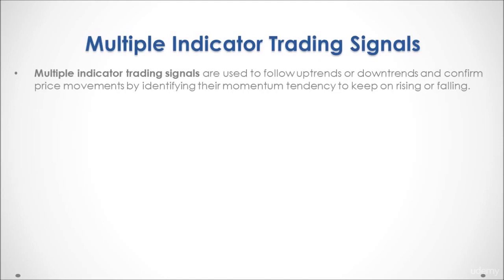Multiple indicator trading signals are used to follow uptrends or downtrends and confirm price movements by identifying their momentum tendency to keep on rising or falling.